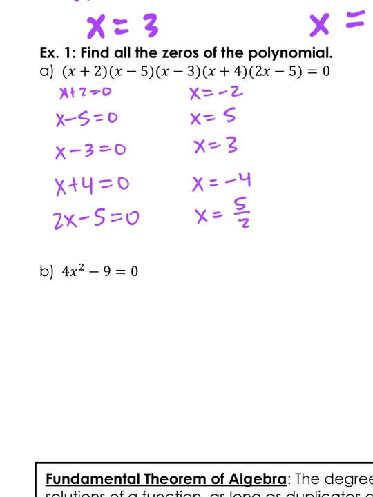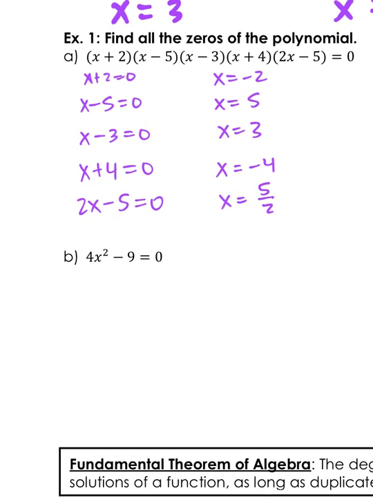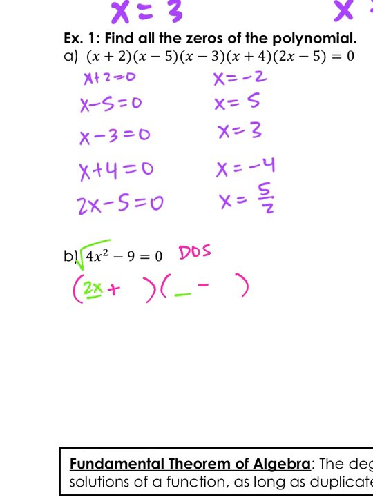But sometimes they're not going to give it to you factored already, so you are going to have to factor it yourself. So for B, this is a difference of squares. So I'm going to set it up with a plus and a minus. They're going to be the same factors. My first term will be the square root of my first term in my polynomial. So the square root of 4x squared is 2x. My second term will be the square root of the second term in my polynomial, which is the square root of 9, which is 3.